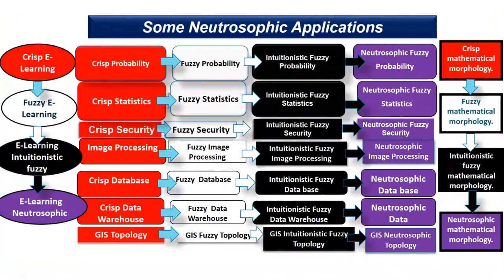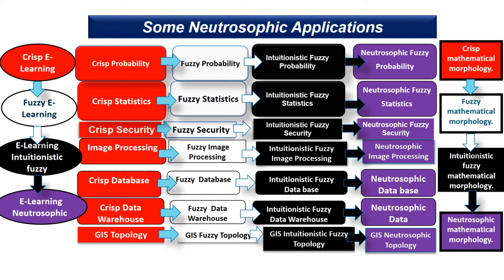Some other Neutrosophic applications. In computer science and information systems, there is the crisp. What is the crisp? E-learning, fuzzy e-learning, e-learning instantaneous fuzzy, or Neutrosophic e-learning as a generalization of e-learning in stochastic fuzzy, fuzzy e-learning, and crisp.